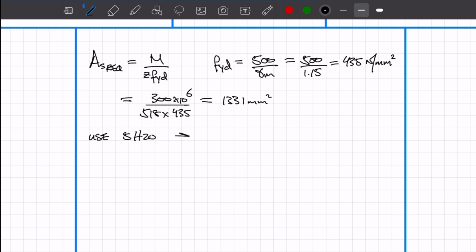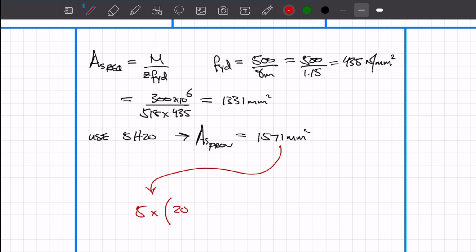So we need to provide reinforcement with an area greater than what is required. So let's try 5 number 20mm diameter bars, and we have an area of steel provided of 1571, and this is simply 5 times the area of a circle.